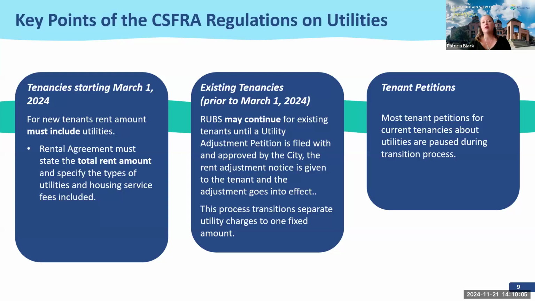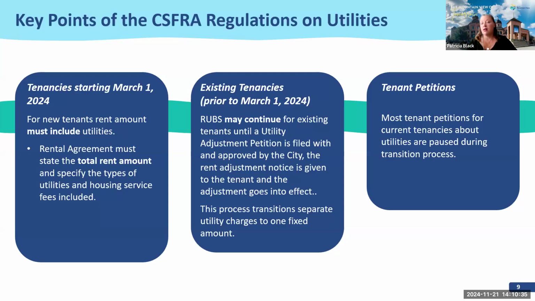For existing tenancies that were in effect prior to March 1st, RUBS can continue for those existing tenants until the utility adjustment petition is filed and approved, the rent adjustment notice is given to the tenants, and the rent adjustment goes into effect. The process transitions separate utility charges that are billed through RUBS to one fixed amount. And then finally, for tenant petitions, most tenant petitions related to utilities are paused during this transition process.